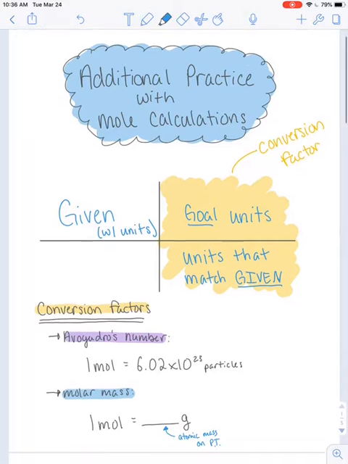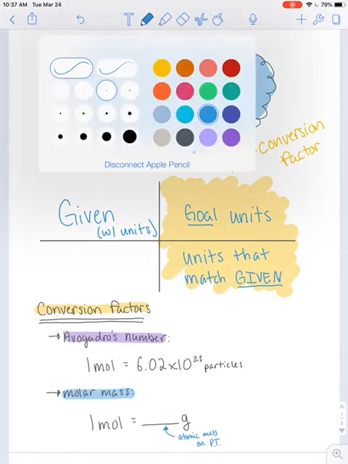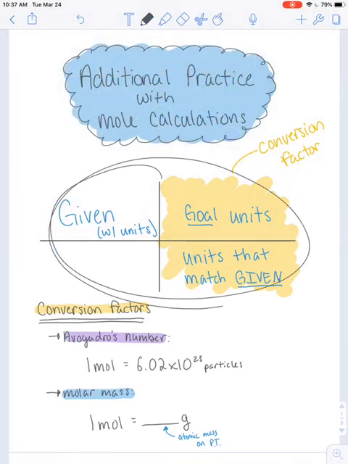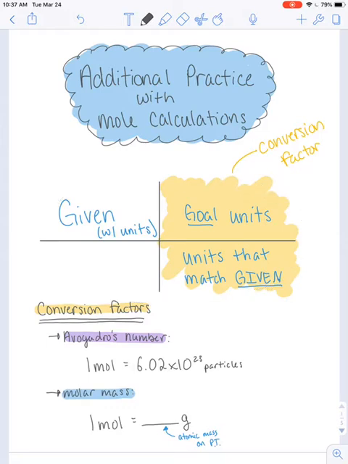Here's some information we need to be aware of when we are doing these calculations. First of all, we have our T-chart set up. That is very important, okay? So we need to understand how to set up a T-chart. We need to know that our given goes right here, that we need units that match the given down there, and that our goal units are going to go up here.